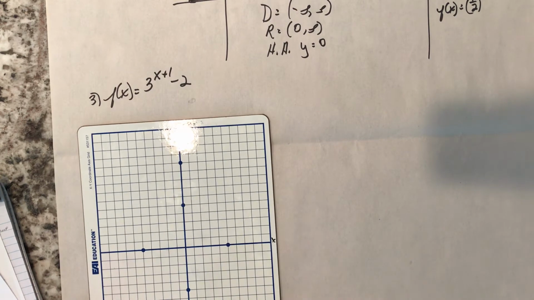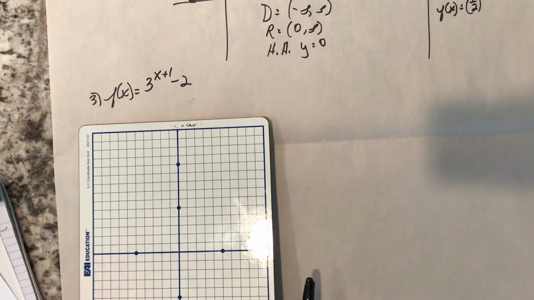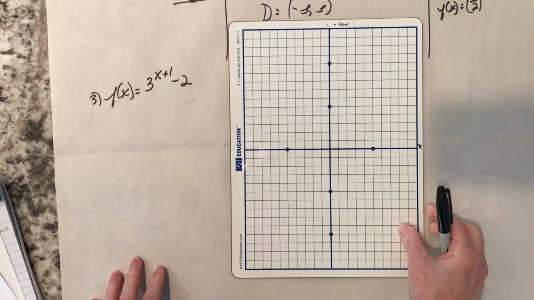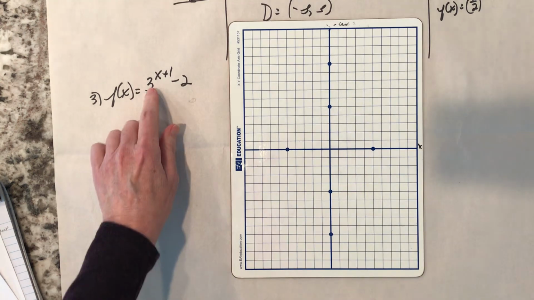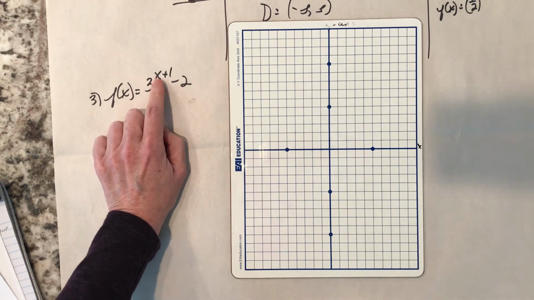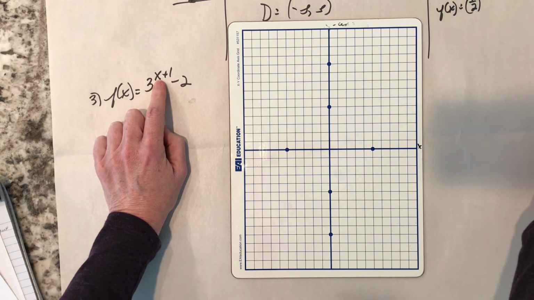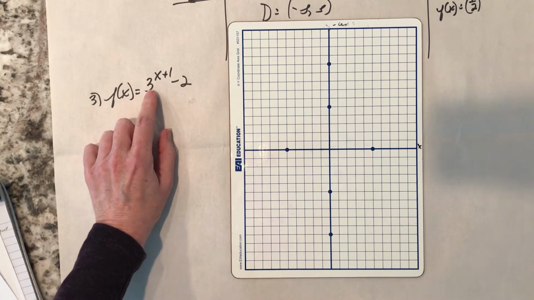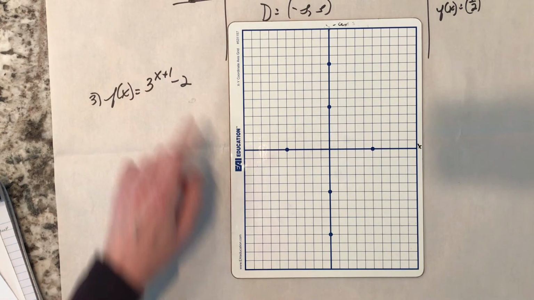What we know for this graph, scoot it over here so I can get rid of that glare for you. What we know about this exponential, and it's an exponential function because the variable is sitting there in the exponent. That's what gives it its right to call itself an exponential, is because the variable is the exponent. The parent graph would be 3 to the x.